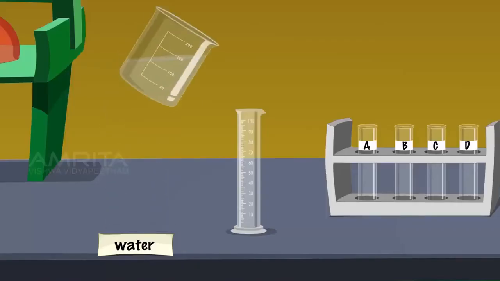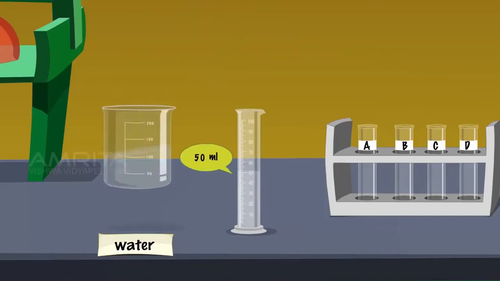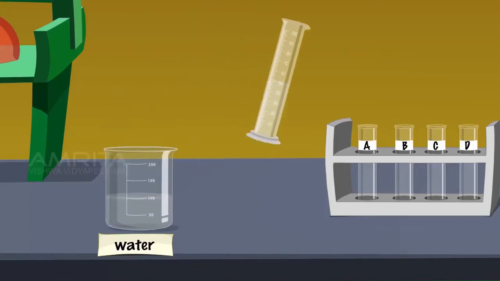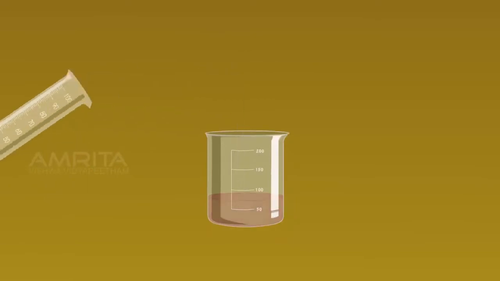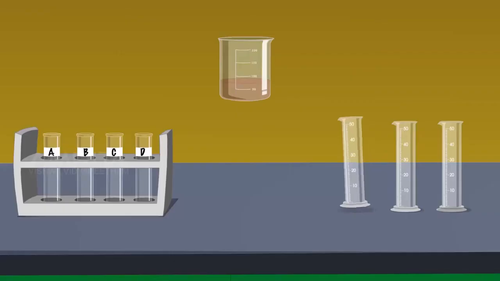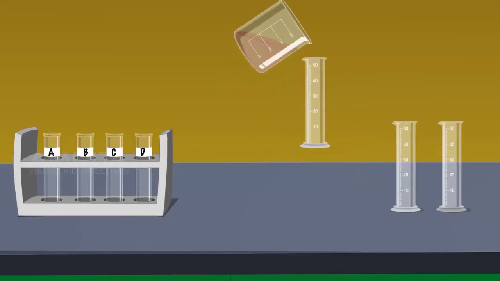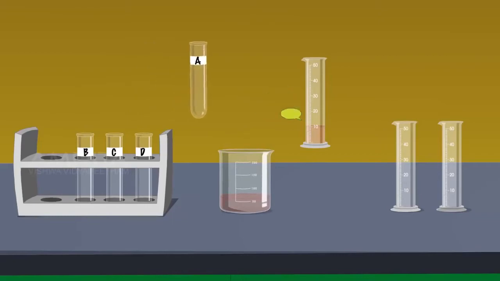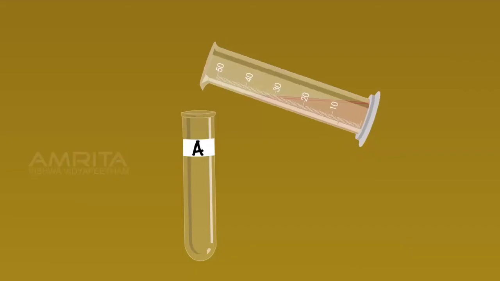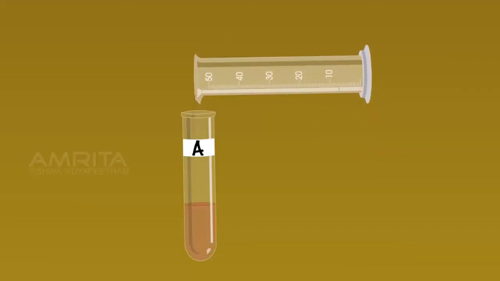Take 50 ml of distilled water in a measuring cylinder. Pour it into the beaker containing ferric thiocyanate complex to dilute the solution. Take 10 ml of the above solution in a measuring cylinder. Take the test tube labelled as A. Pour the solution into the test tube.